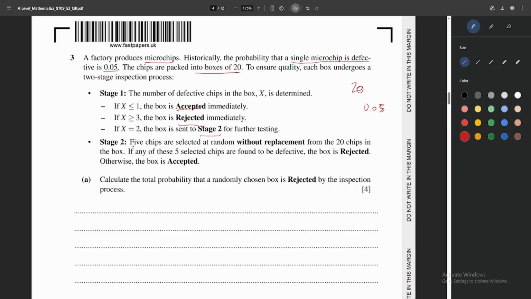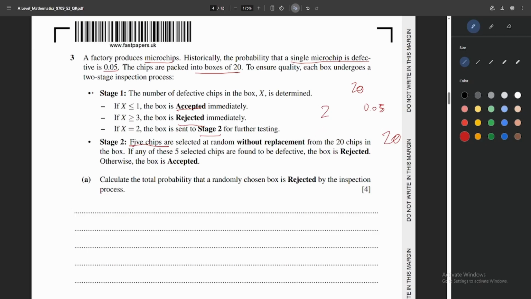In stage 2, 5 of the chips are randomly selected without replacement. If any of these 5 chips are found to be defective, then the box is rejected. So basically, first we test the 20 chips in the box and see how many are defective. If it's 1 or fewer, it's accepted. If we have 3 or more defective microchips, it's rejected. And in the case of exactly two defective microchips, there's a stage 2.